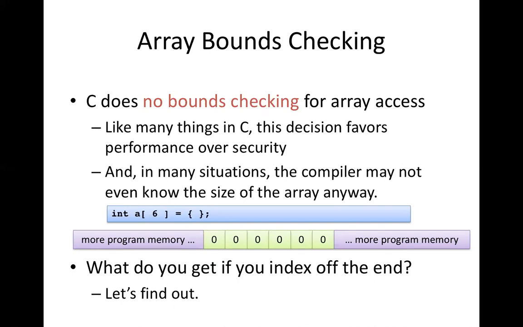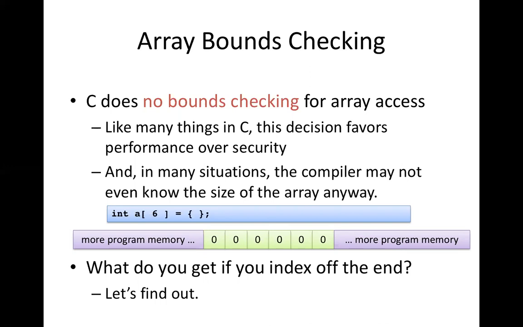Arrays in C do not do any bounds checking. Unlike Java, where every time you access an array, it automatically checks to make sure you're not indexing off the end of the array. But in C, you can imagine that C always favors performance over security. It gives us ways of writing code that can run really fast. It's just up to the programmer to worry about whether or not the thing they're doing is a good idea.